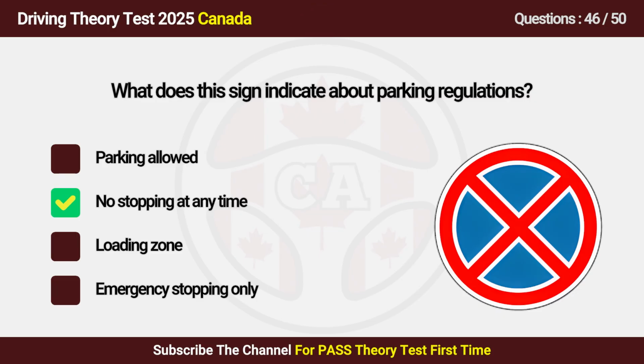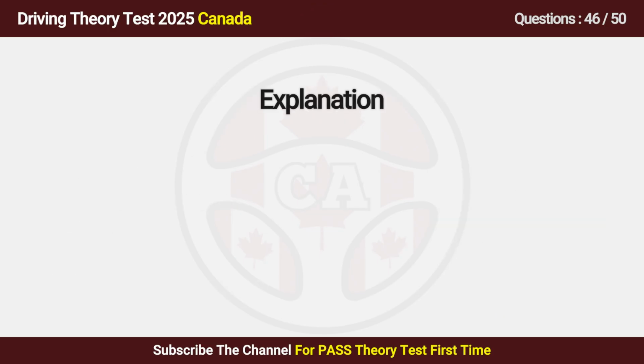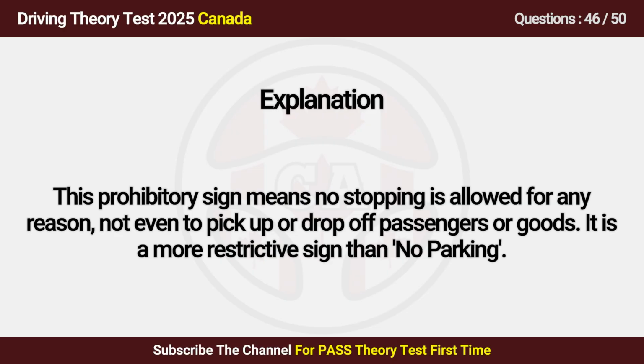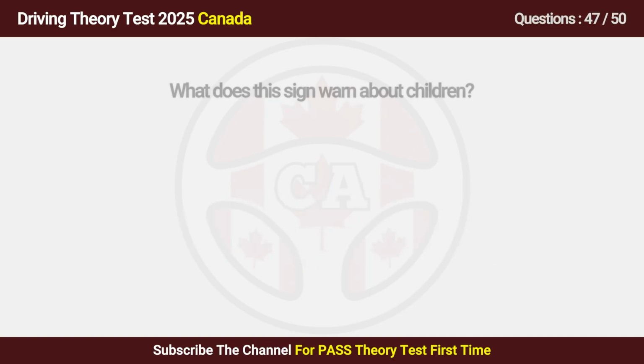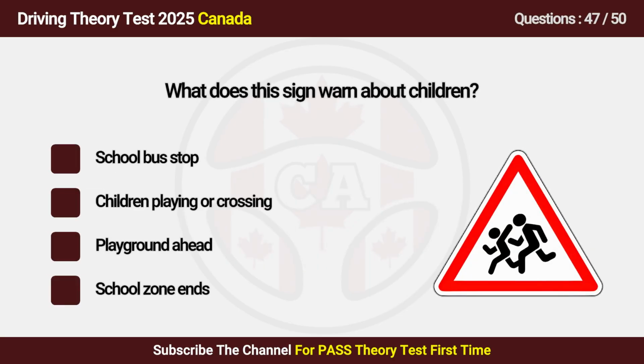Answer is B. No stopping at any time. This prohibitory sign means no stopping is allowed for any reason, not even to pick up or drop off passengers or goods. It is a more restrictive sign than no parking. Question 47. What does this sign warn about children?